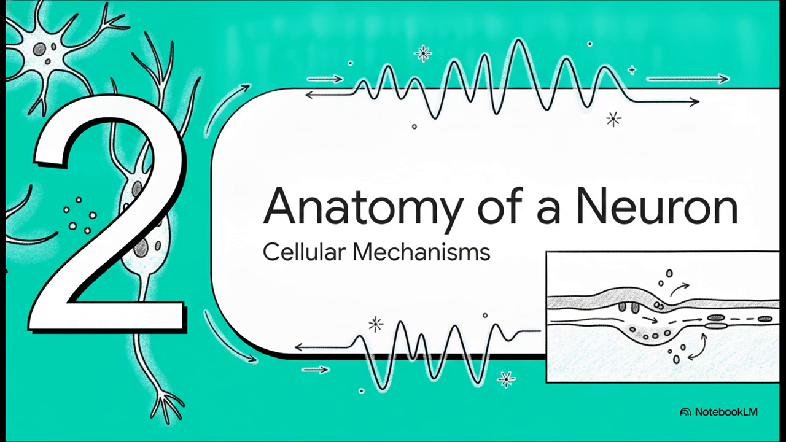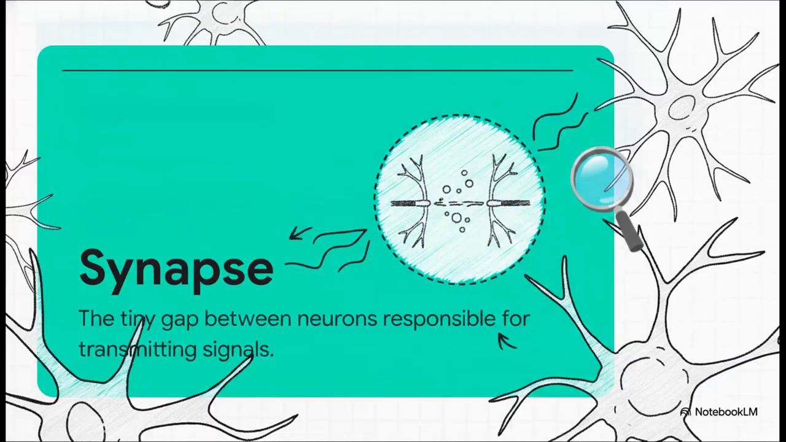Section 2. Anatomy of a neuron. The microscopic building blocks. All right, so we know the input and the output, right? But what's actually connecting them? Let's zoom way in. In this magnified view, you're looking at a synapse. By definition, a synapse is the tiny gap between neurons that is responsible for transmitting signals.